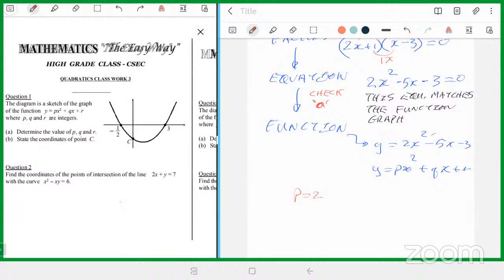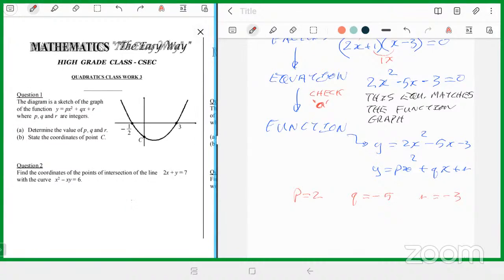And then the plus q is -5. So plus q is -5, but we don't need to put the plus on plus q, so we can take it off. And then again, the plus r is -3. So we could say the plus r is -3, but again, we don't have to put the plus on the r. All right? So those will be the values for P, Q, and R.